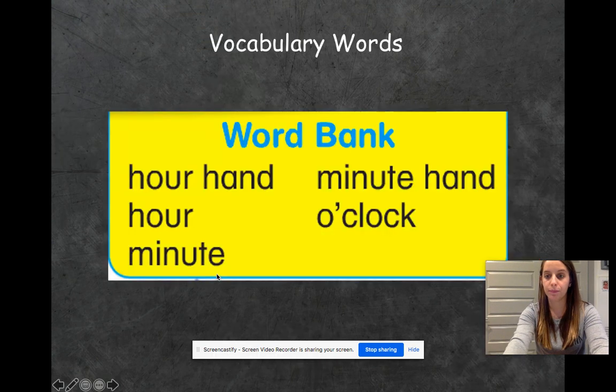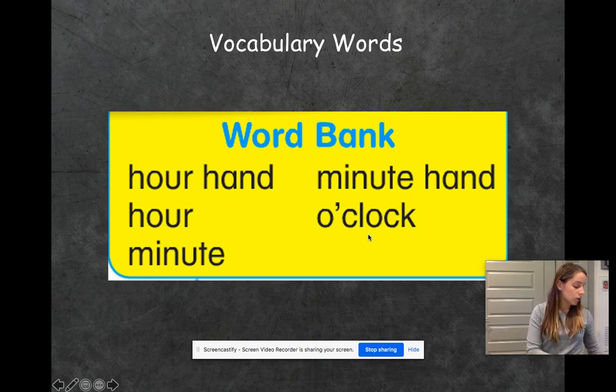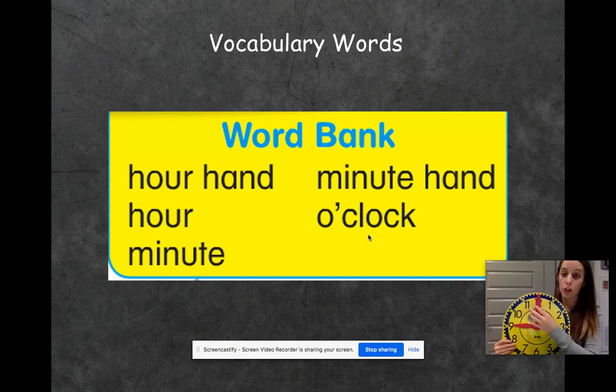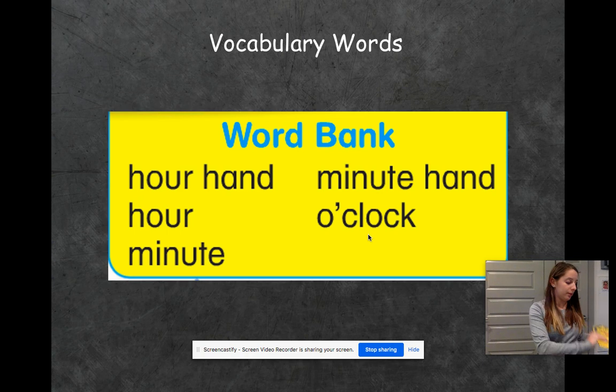All about time. Our new vocabulary words that you're going to see in this chapter. First one, hour hand, which we said is that shorter hand on a clock. We have minute hand, which again is the longer hand on the clock, and we also have o'clock. Now we said it always is going to be read as o'clock when our big minute hand is pointing to that number 12, which all of our examples are going to have for today.